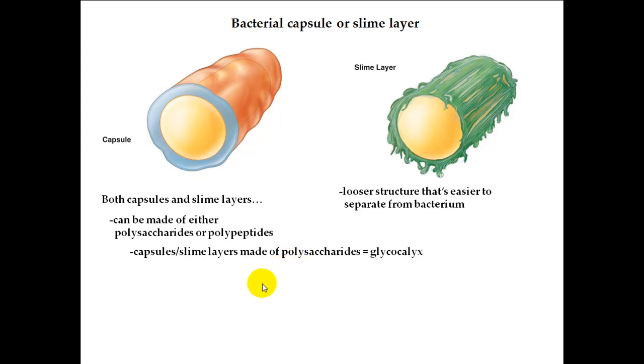Another thing about capsules and slime layers, they're both made up of the same stuff and they both do the same thing. Capsules and slime layers function in adhesion or protection. Examples of things that encapsulated bacteria can stick to include your teeth. One of the main bacteria that causes cavities can do that because they have capsules that allow them to stick to your teeth. And whenever they have access to certain types of sugars, one of the byproducts of that sugar metabolism is acids. And those acids can bore a hole in your teeth. So teeth are an example of something that encapsulated bacteria can stick to.